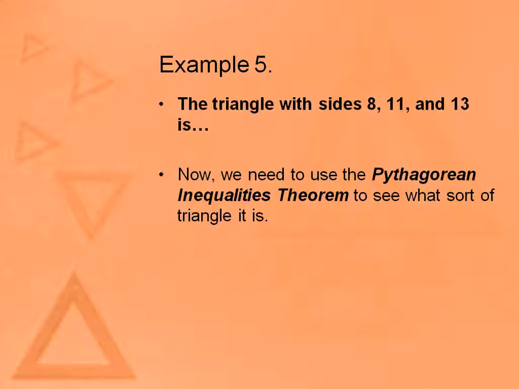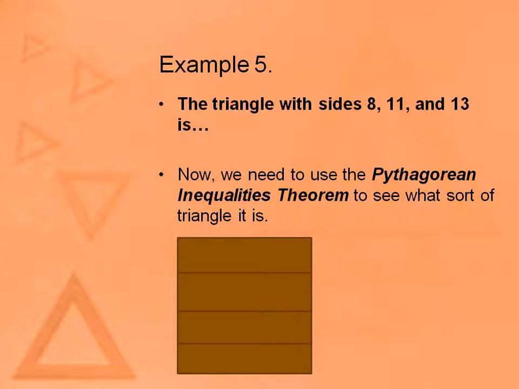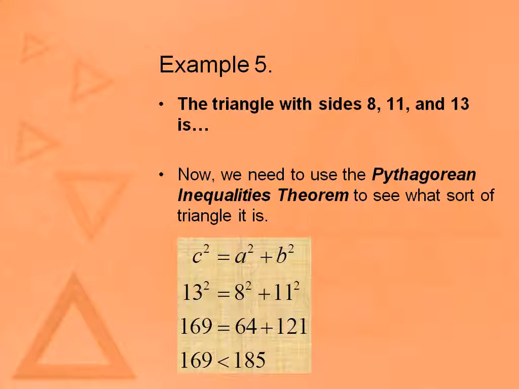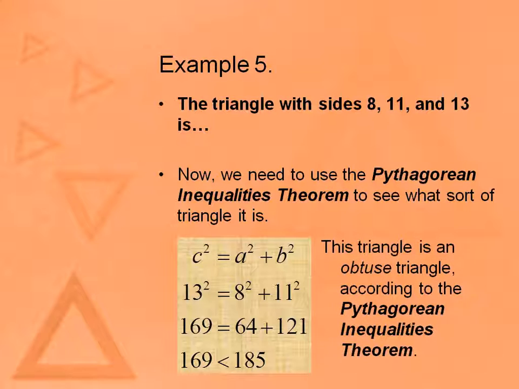What kind of triangle is it? Well, I'm going to plug in. 13 is our longest side. It has to be our c. Let's plug in. This should look familiar. We did these numbers already in example 3. 169 is less than 185. That means we're looking at an obtuse triangle.